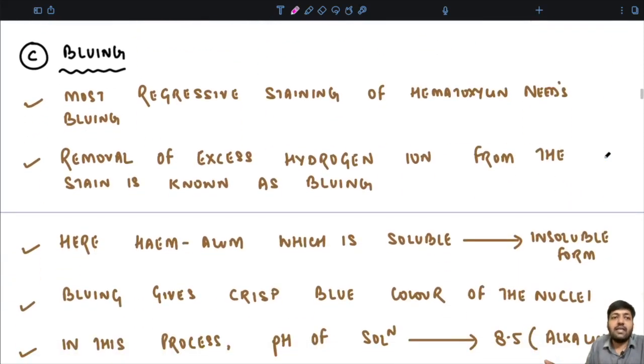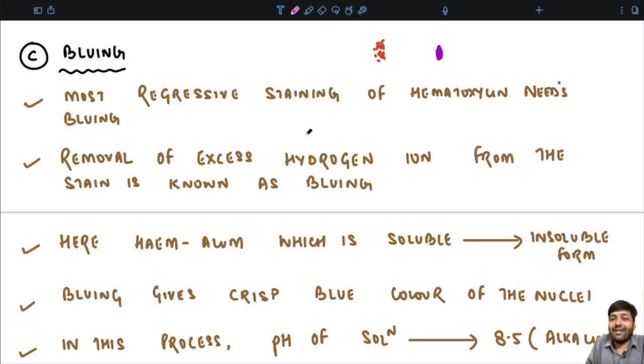Now we will discuss the process of bluing. Remember, most regressive staining with hematoxylin needs bluing. So I hope you know the meaning of bluing. The bluing process just means that, for example, at the end of staining, maybe you get a reddish brown stain. To make it completely violet in color, the color that we see under the microscope, we have to carry out the process of bluing to get a very crisp blue color.